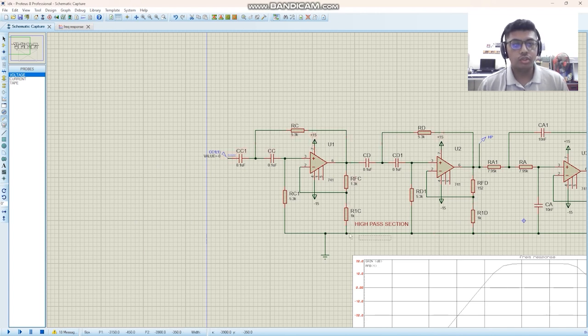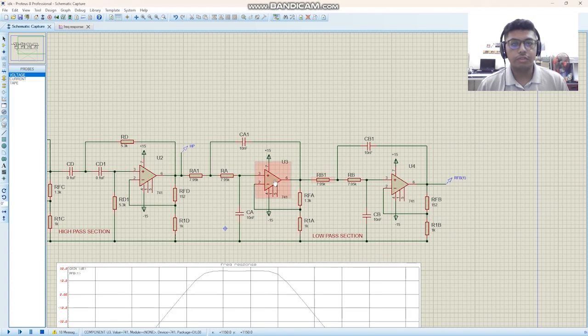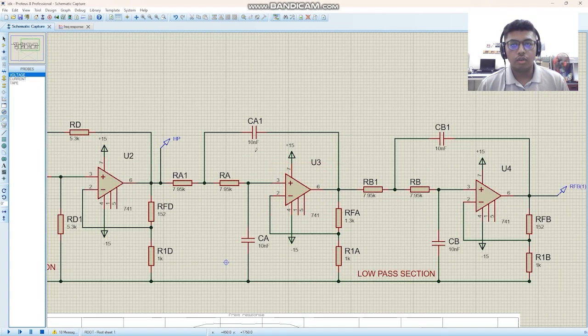These two operational amplifiers, as I mentioned before, use exactly the same values for the capacitors and resistors. But for the low pass filter, we use 10 nanofarad capacitors and 7.95 kilo ohm resistors. Same as the high pass filter, this low pass section also uses the same values for both of its low pass filters, which is 10 nanofarad and 7.95 kilo ohms.